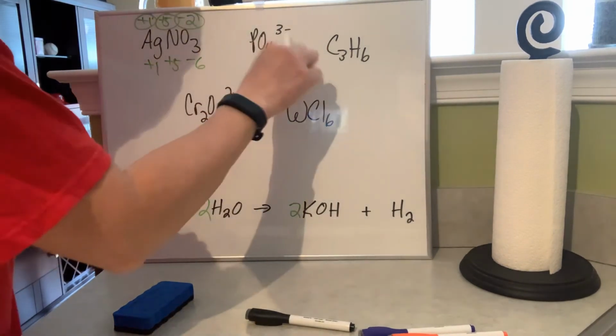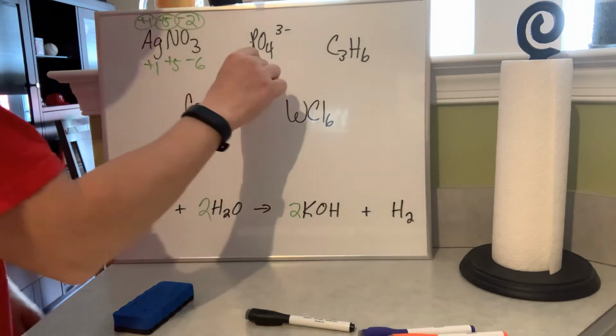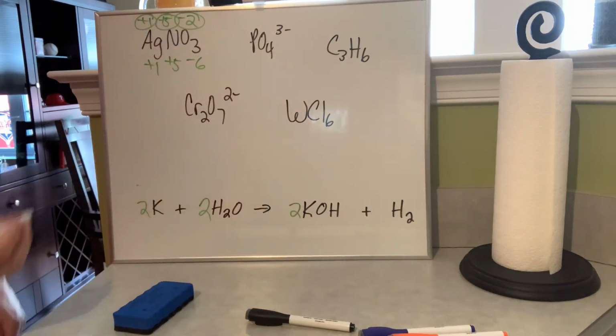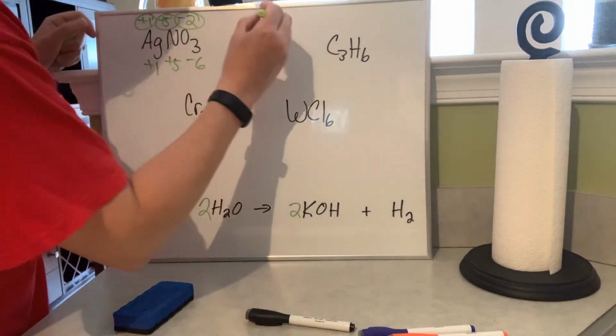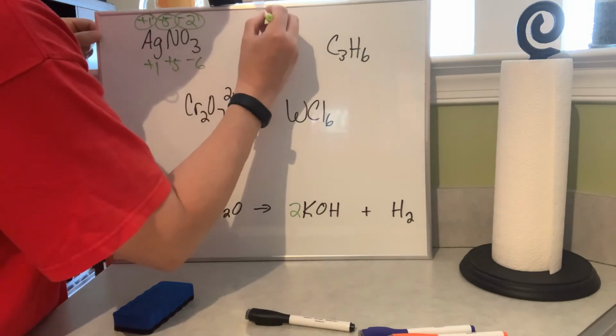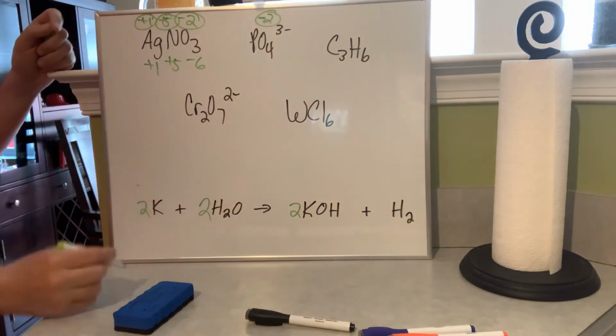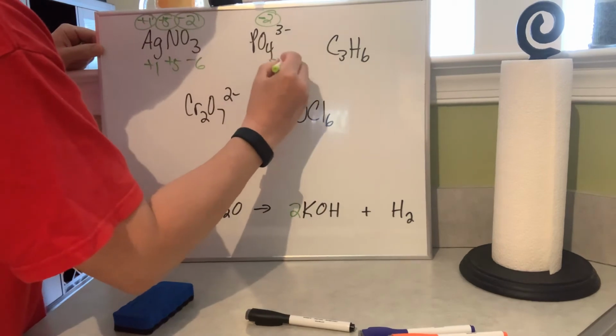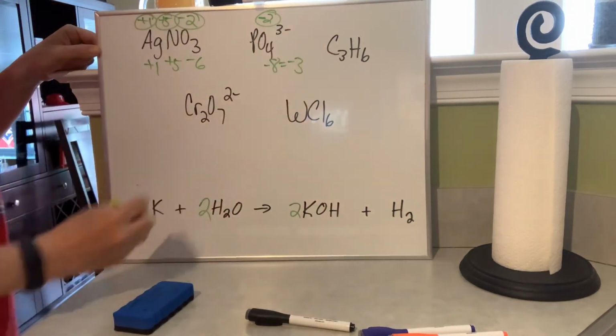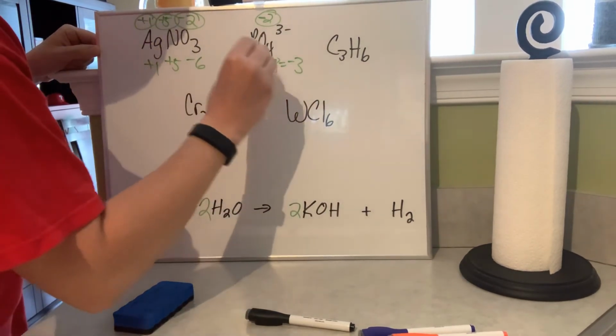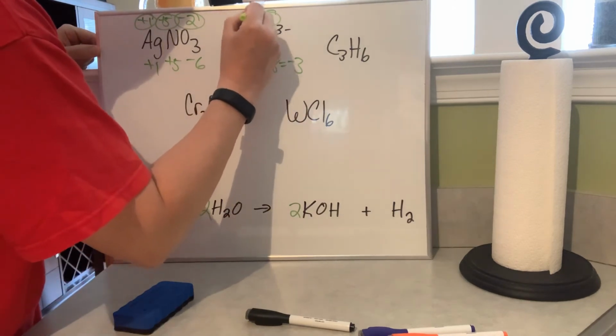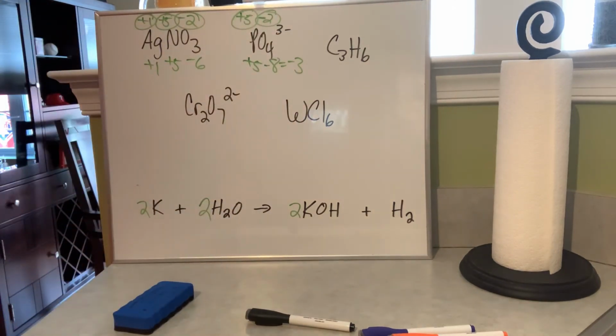PO4, phosphate ion, -3. You look up P and O on your colorful sheet, you'll find they're both negative. However, oxygen's the more electronegative element, so it ends up winning. -2 times 4 is -8. We have a total charge of -3. The phosphorus has to be +5. And there you go, okay?